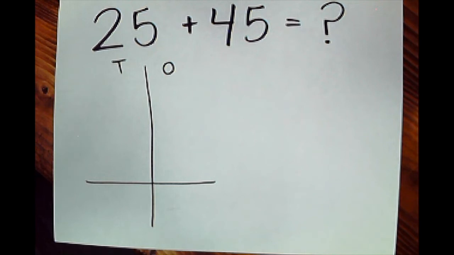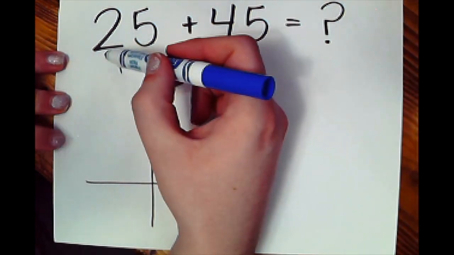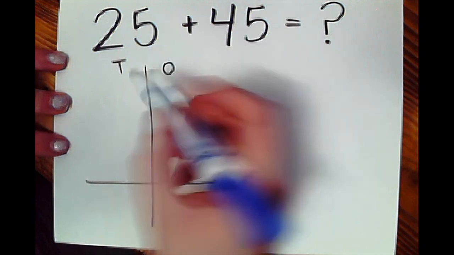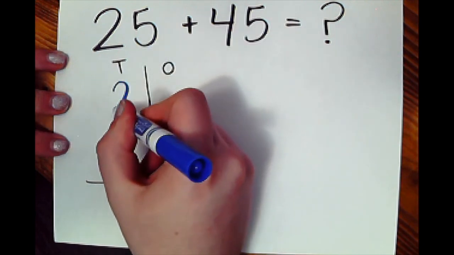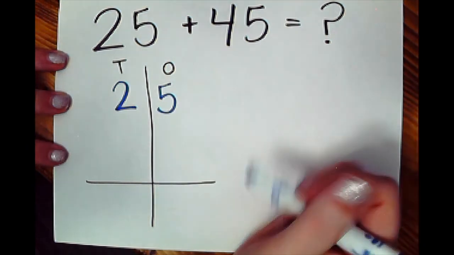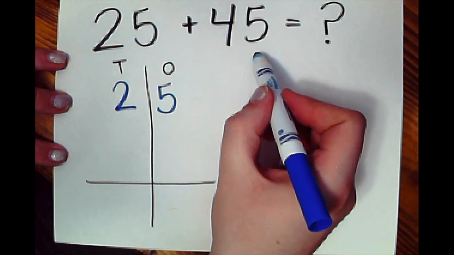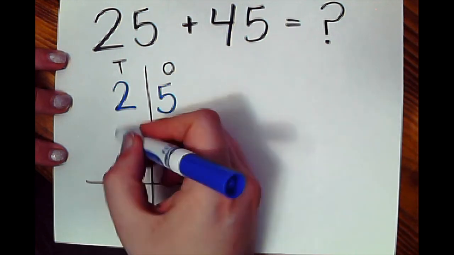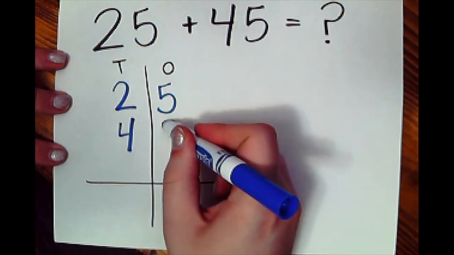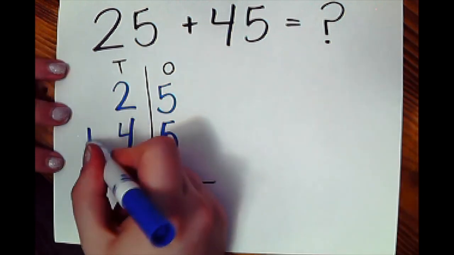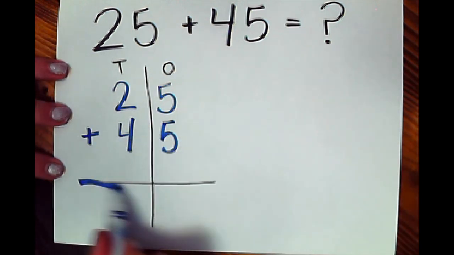25 plus 45. All right, we're going to rewrite this one, starting with 25. 25 is 2 tens and 5 ones. So we're going to write 2 tens in the tens column and 5 ones in the ones column. And then here we have 45. 45 is 4 tens and 5 ones. 4 in the tens column, 5 in the ones column. Remember your plus sign and your equals bar.